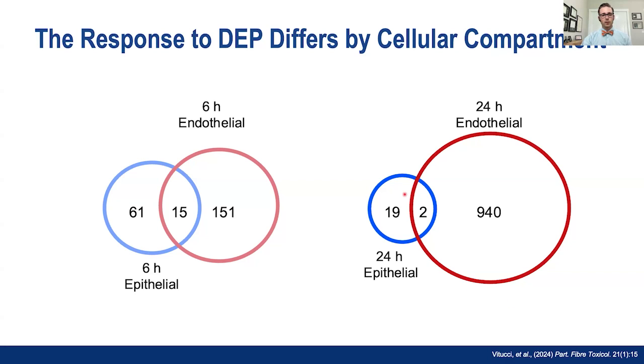So this tells us a couple of things. A, that time is important. So we should always be thinking about the kinetics of our response and doing time courses. But also it tells us that if we had just used these epithelial cells, we would have missed whatever's going on in the endothelial cells.